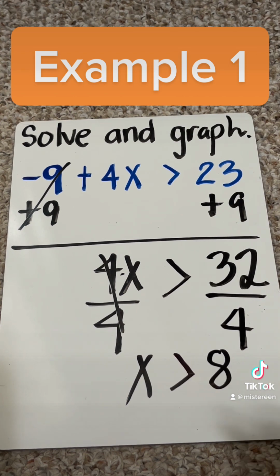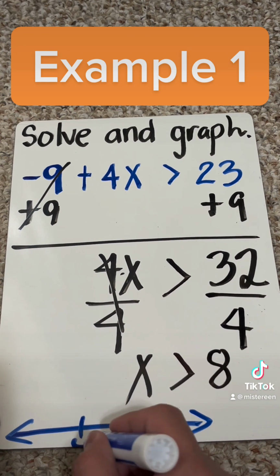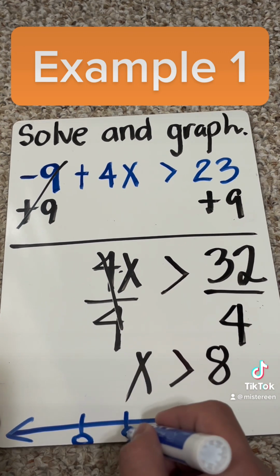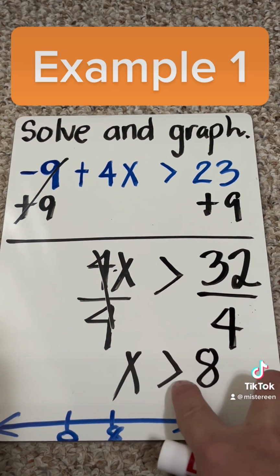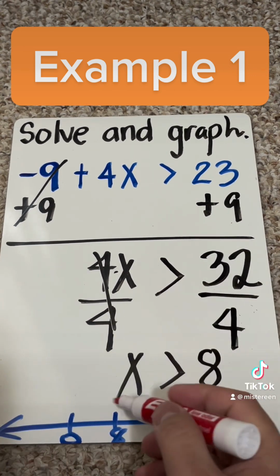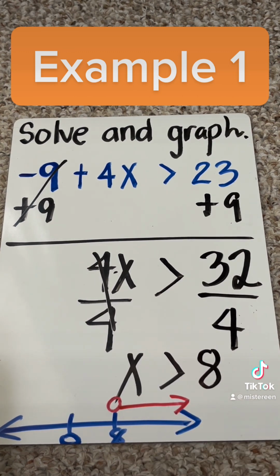All right, and now we graph this. So we just make the number line, and we look for a positive 8. Let's say this is positive 8. The symbol here, greater than, means an open circle, and then to the right. So that's the answer in the graph.